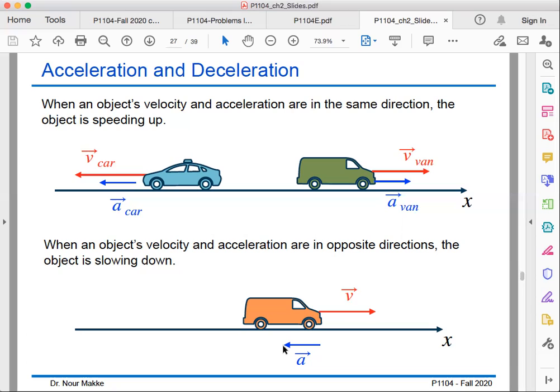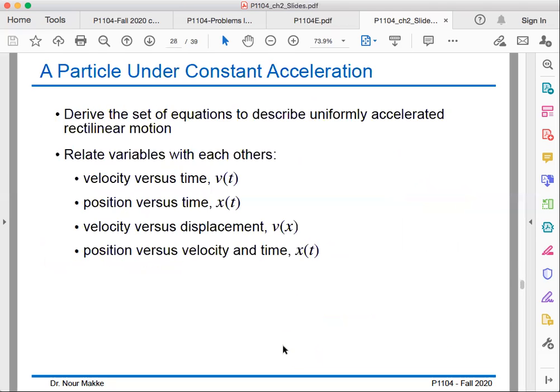So whenever you want to check whether your object is accelerating or decelerating, you have to have a look at these two vectors. Now we are going to move on with the first model, actually, which is a particle under constant acceleration.